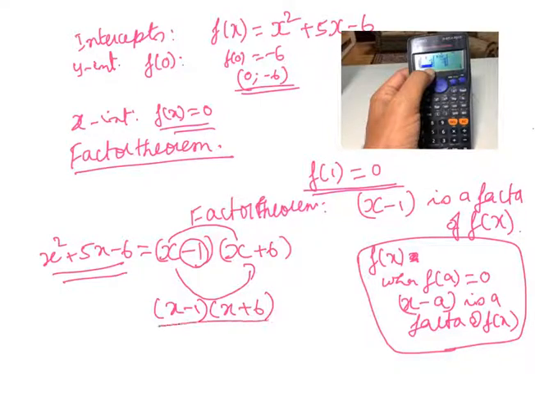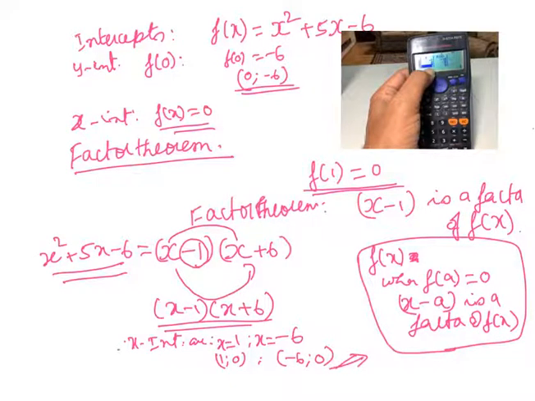When the factors are x minus 1 and x plus 6, my solutions, the x-intercepts, are positive 1 and negative 6. That is, x is equal to 1 or x is equal to negative 6, that is the points 1, 0 and negative 6, 0. So these are the factors. Apply this factor theorem to find the x-intercepts of a cubic polynomial.